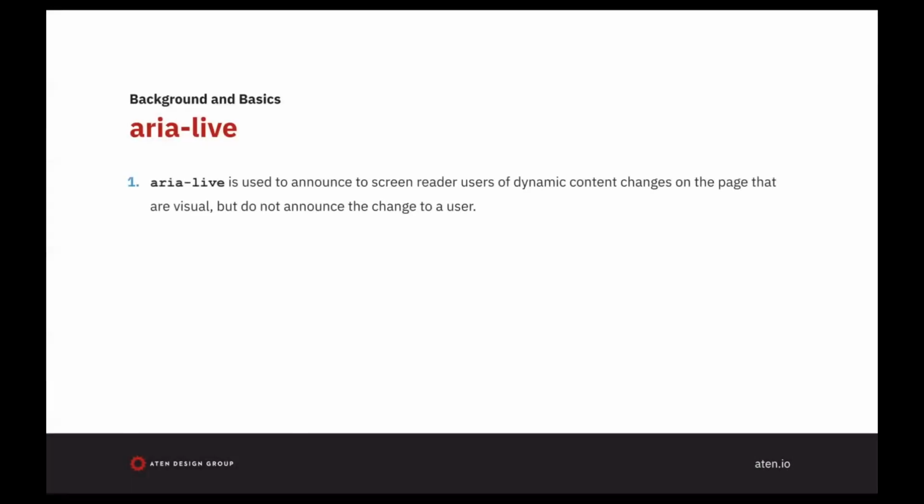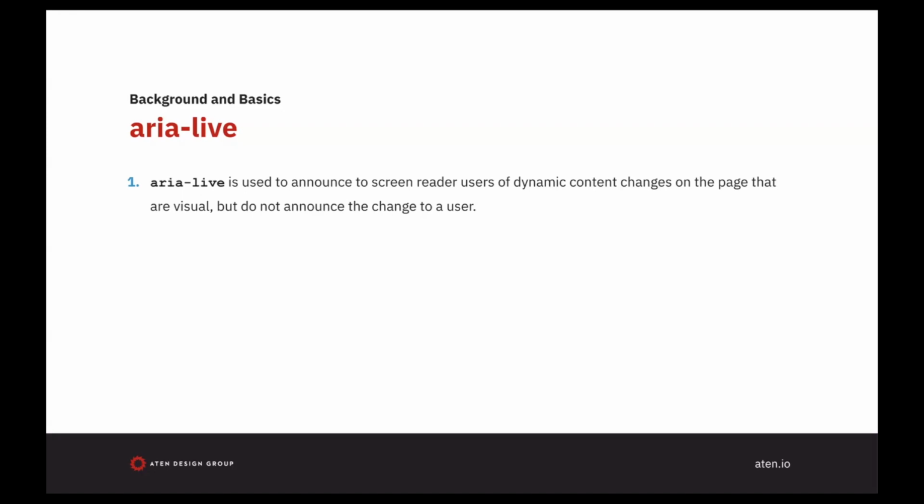So ARIA-live is used to announce to screen reader users dynamic content changes on the page that are visual, but do not announce the change to the user. So if a section of the screen updates, it's usually visually styled in a way to be noticeable, so sighted users will notice these live updates. Screen readers, on the other hand, only focus on one part of the page at a time, and that part may not be where the update is occurring.